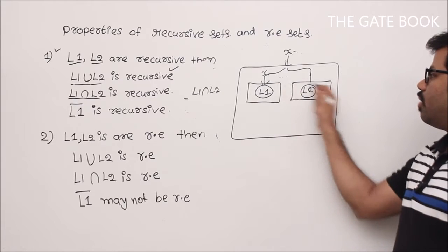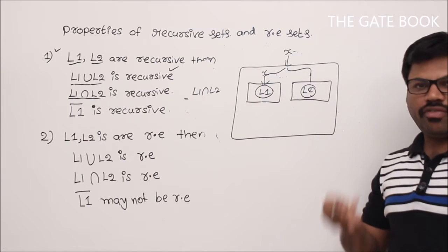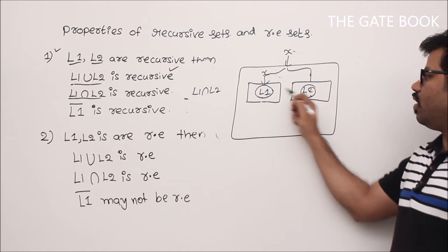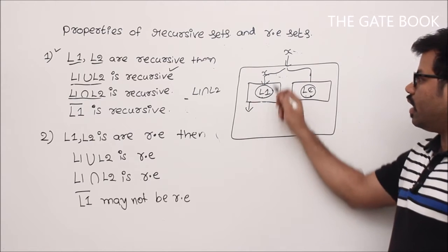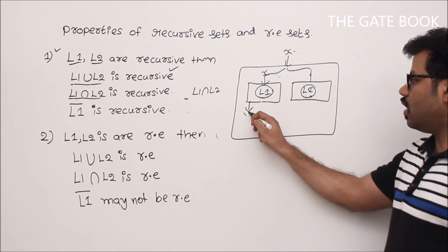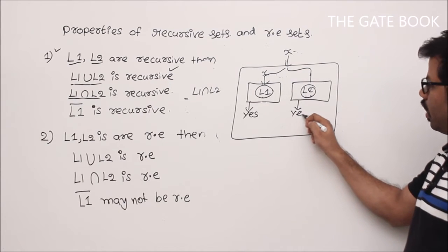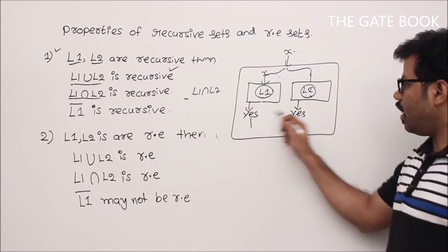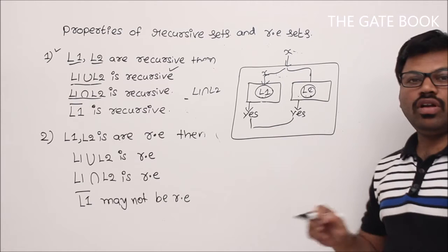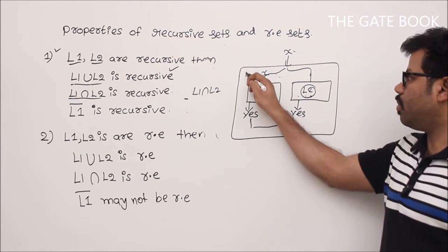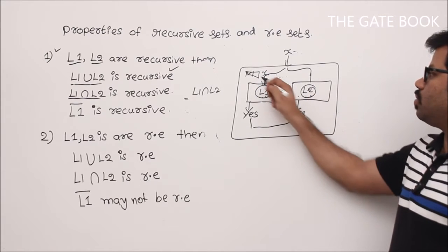That means I run them simultaneously, one step here, one step here, and I copy these two codes into my finite control. So I simulate L1 one step, L2 one step, L1 one step, L2 one step, eventually. If X is part of L1, then it will accept. If X is part of L2, L2 also will accept. So I remember it through my finite control. That means I mark them on my tape like this. Whenever L1 accepts, I put a mark. If L2 accepts, then I put a mark.